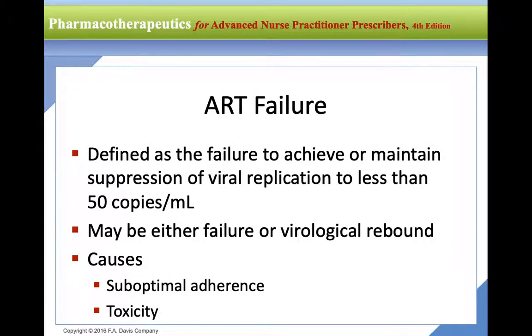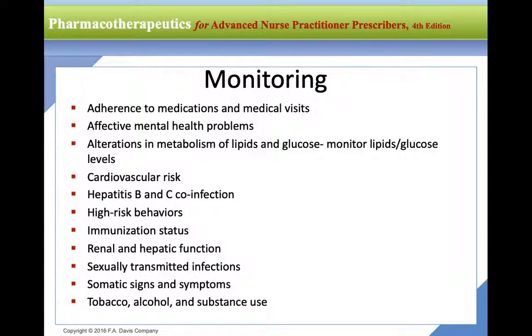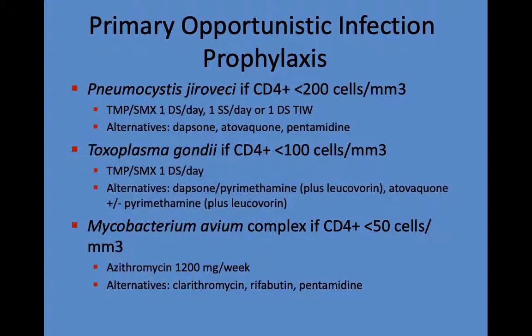Failure is defined as the inability to maintain suppression of viral replication to less than 50 copies per mL, and the causes could be suboptimal adherence or toxicity. You want to monitor all these things in your patients. You can see there's a lot, but we want to be very thorough with these patients, because if it's done correctly, these patients can have a long life expectancy.